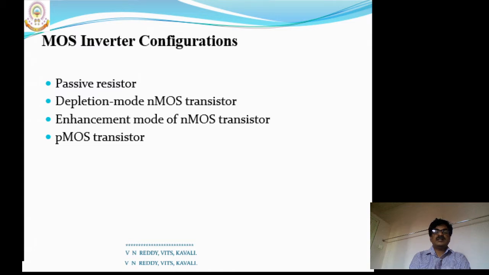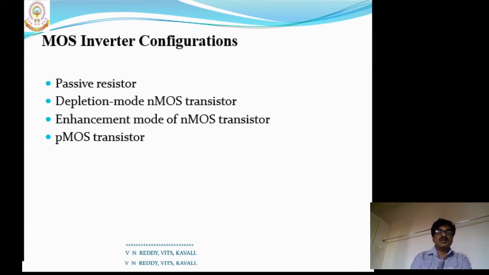Now, let us see what are the different inverter configurations based on the pull-up device. The different configurations are passive resistor configuration, depletion mode NMOS transistor configuration, enhancement mode NMOS transistor configuration, and PMOS transistor configuration as a pull-up device.